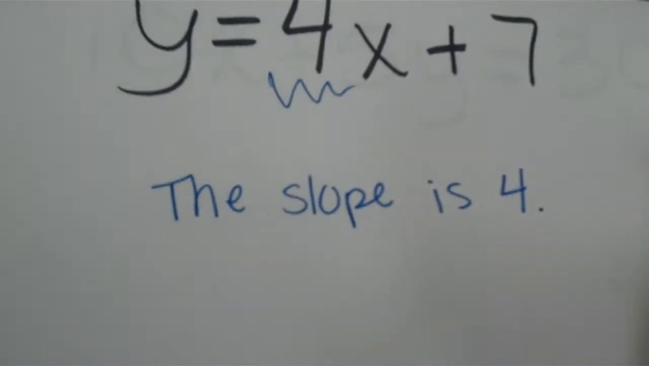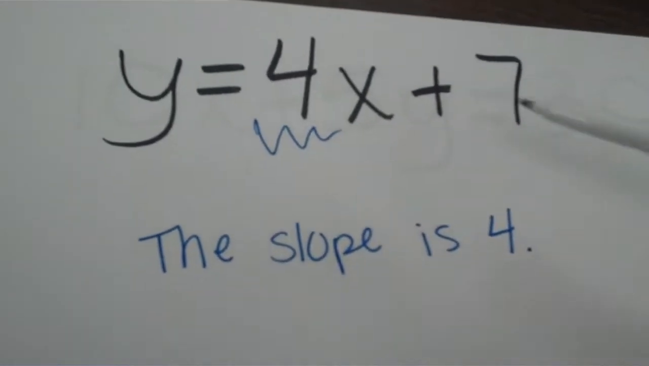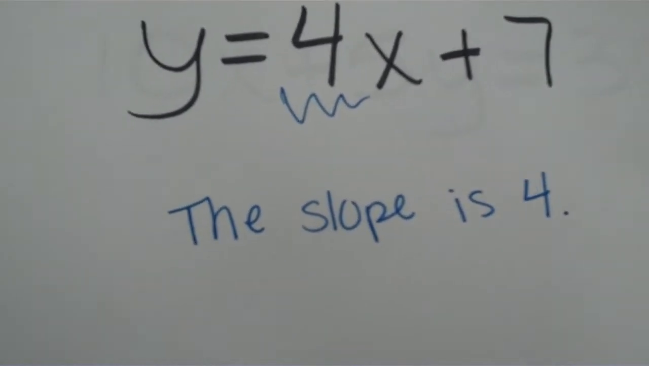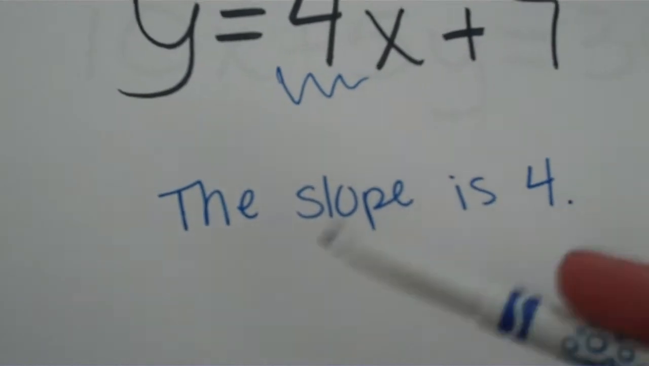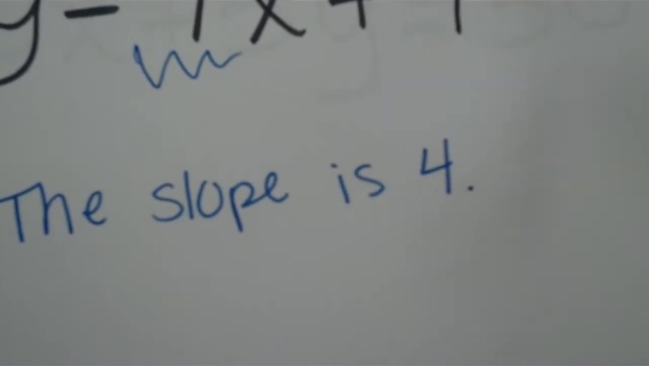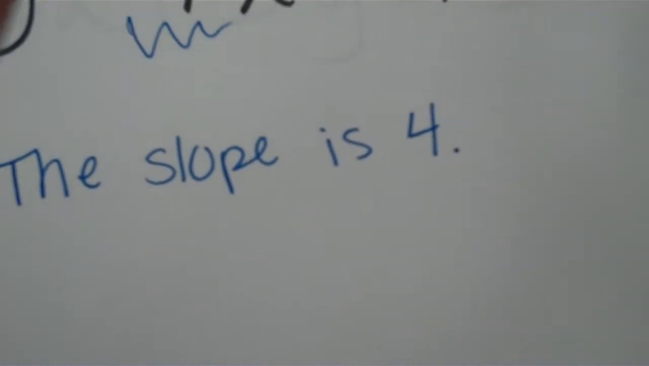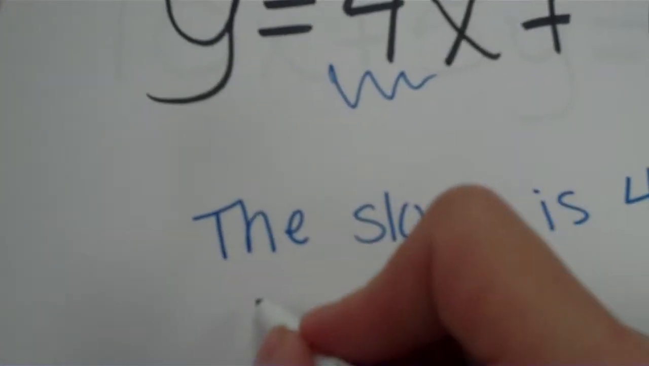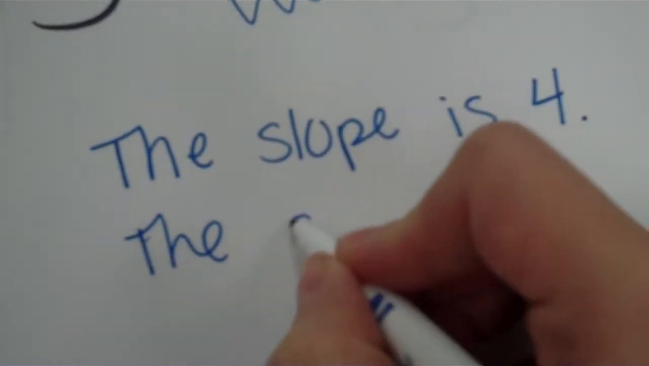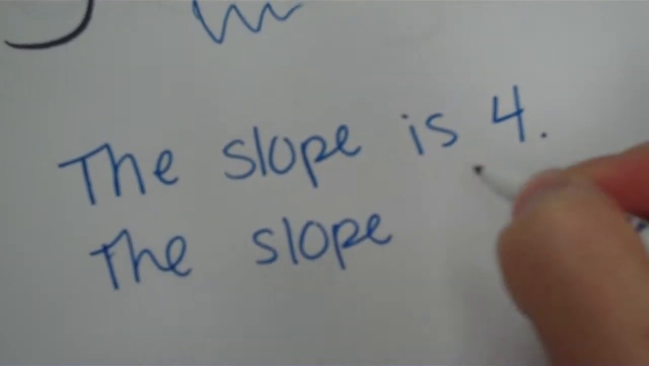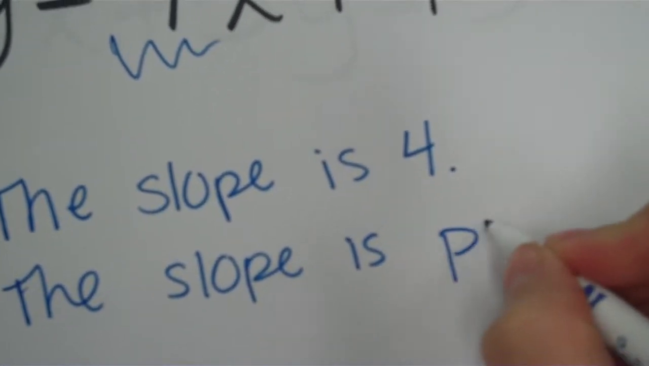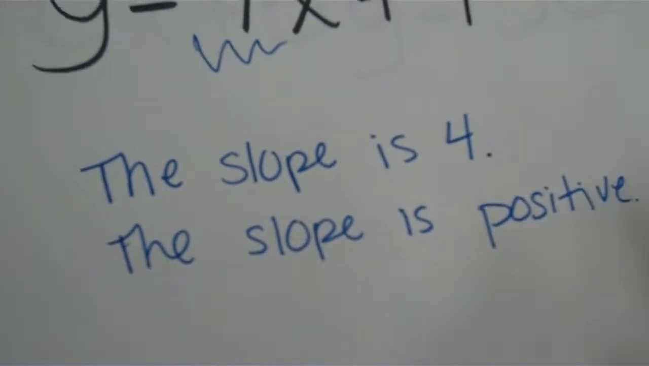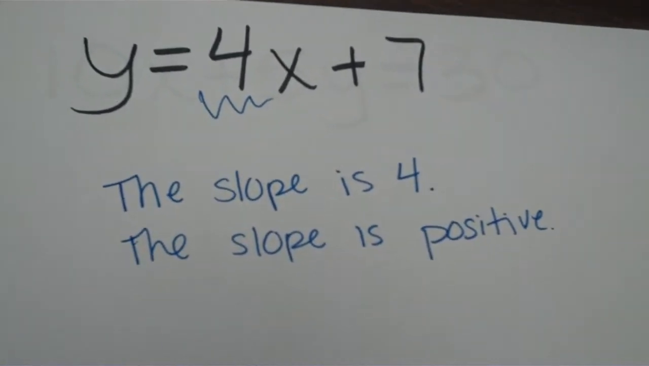There's one more thing I want you to add to this. We already talked about positive, negative, 0, and no slope, right? Well, I want you to tell me what type of slope this is. And how you do that is very simple. The slope is 4. Is that a positive number or a negative number? You're going to say it's a positive number. So, since this is positive, you'd put the slope is positive. Okay? So the slope is 4, the slope is positive.